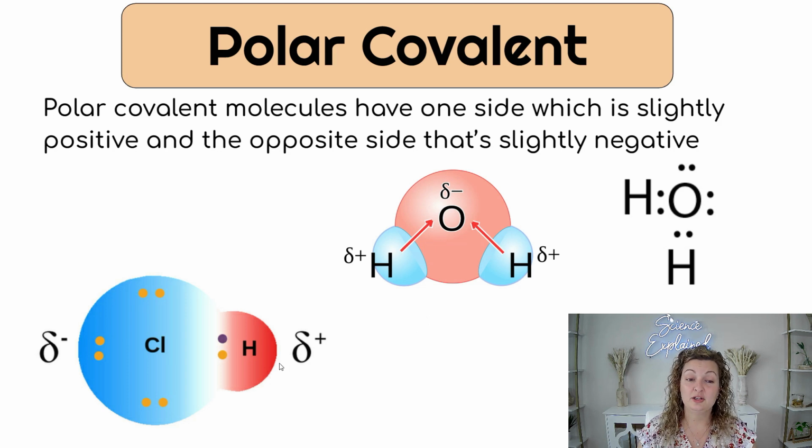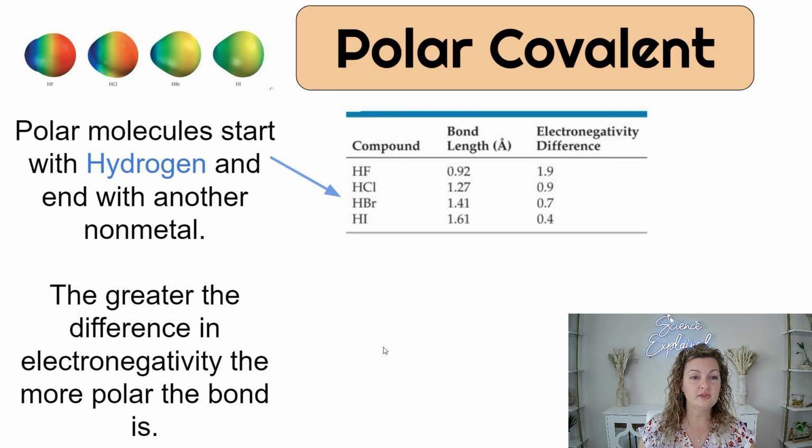And you can see that there's going to be different electronegativities. In other words, some side is going to be a little bit positive, some side is going to be a little bit negative. And I'm just showing you a couple different ones here, hydrochloric acid and water. And then I showed you what a Lewis structure of water would look like for the polar covalent.